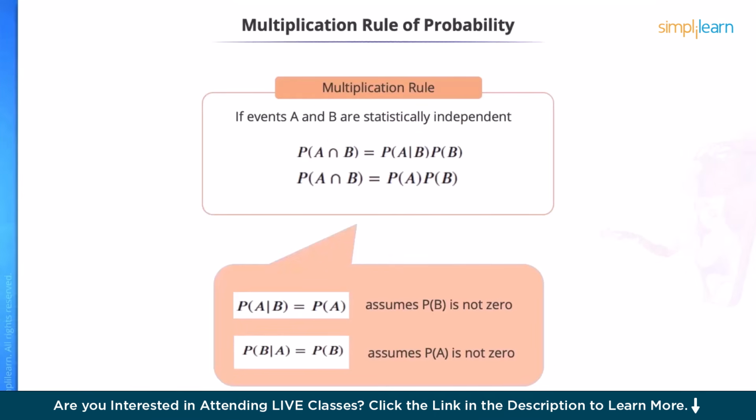The multiplication rule of probability. If events A and B are statistically independent, probability of A intersection B can be given as probability of A given B multiplied by probability of B. However, probability of A intersection B is also given as probability of A multiplied by probability of B. Here, probability of A given B equals probability of A when we assume that probability of B is non-zero. Similarly, probability of B given A equals probability of B, assuming probability of A is non-zero.